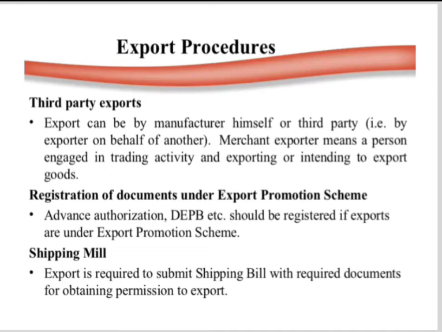The next stage is third party export. The exporter can be a manufacturer himself or a third party. A merchant exporter means a person engaged in trading activity. Then registration of the documents under the export promotion scheme. Then finally, the shipping.